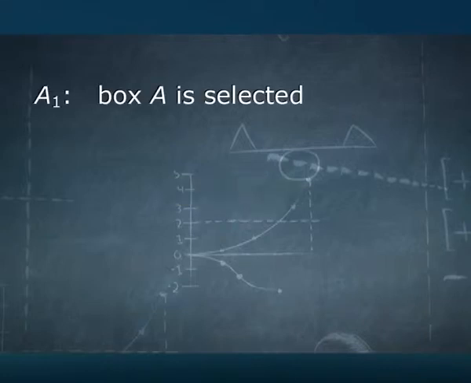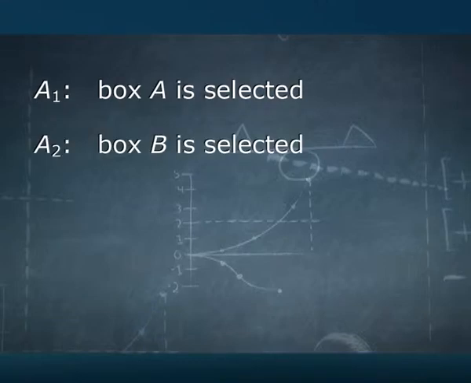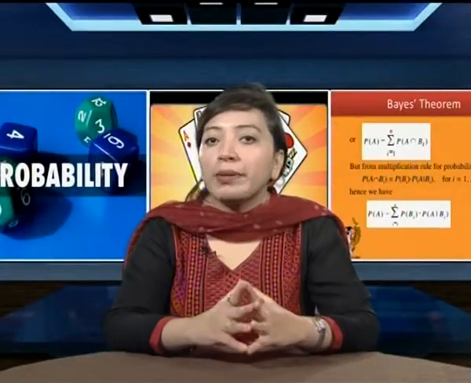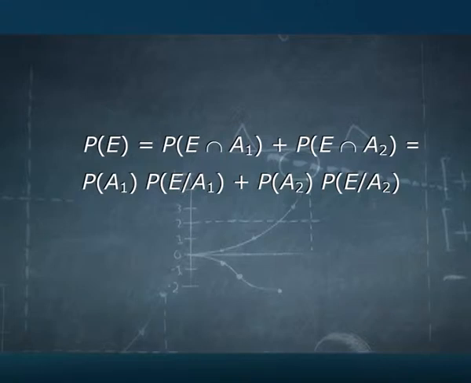Let's make A1 the event which says box A is selected. Let's make A2 the event which says box B is selected. And let's have an event E which says that 2 white balls are drawn with replacement from a box. We are interested in finding the probability of E. Clearly, the probability of E can be found by using the formula: probability of E intersection A1 plus probability of E intersection A2. So that is equal to probability of A1 times probability of E given A1 plus probability of A2 times probability of E given A2.